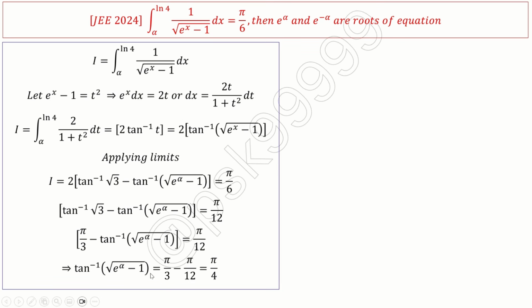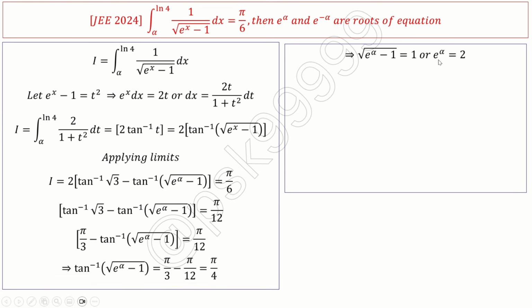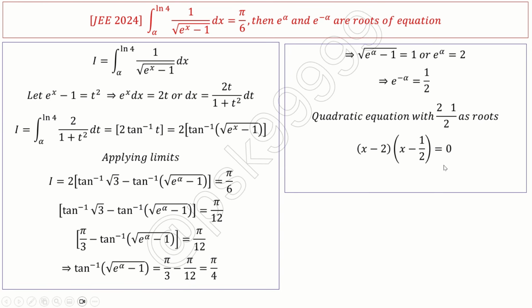Basically the tan inverse value is equal to pi by 4, which means the square root of e to the power of alpha minus 1 is 1, correct? Which means e to the power of alpha is 2. So all I need is e to the power of alpha, which is 2, and e to the power of minus alpha, which is 1 by 2. So the quadratic equation has 2 and 1 by 2 as roots. That is nothing but (x minus 2)(x minus half) equals 0. If you simplify, you'll get 2x square minus 5x plus 2 equals 0. This is the quadratic equation which is required.